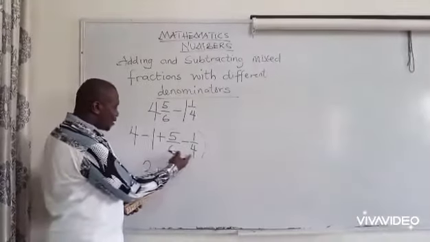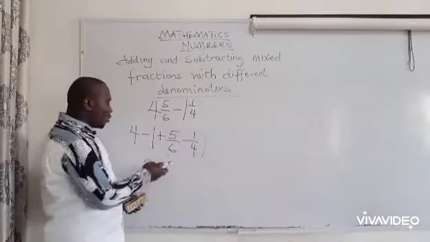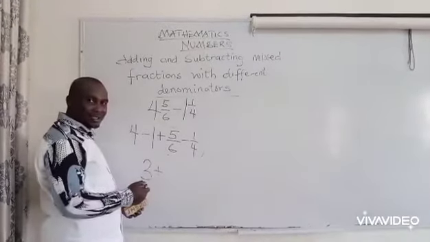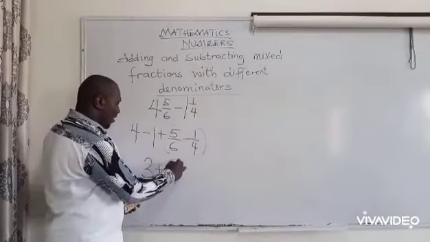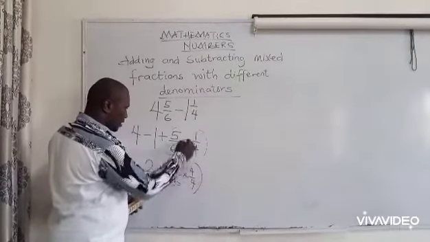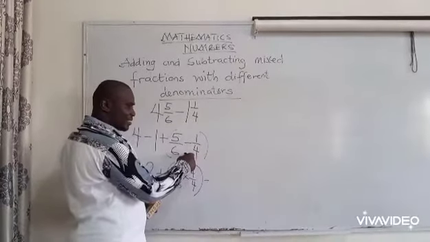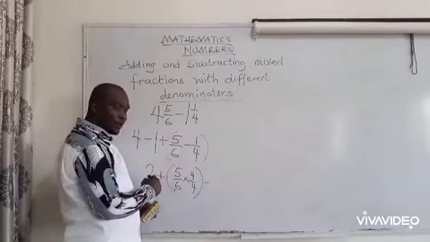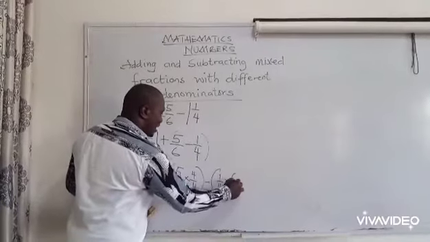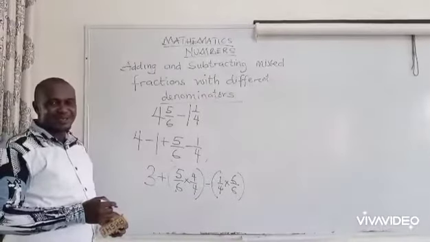we have different denominators. How do we solve it in a way that we get the same denominators? We use the first fraction to multiply the second denominator. So 5 out of 6 times 4 out of 4 minus our second fraction multiplied by the first denominator. 1 out of 4 times 6 out of 6. It's getting interesting, right? Let's continue.